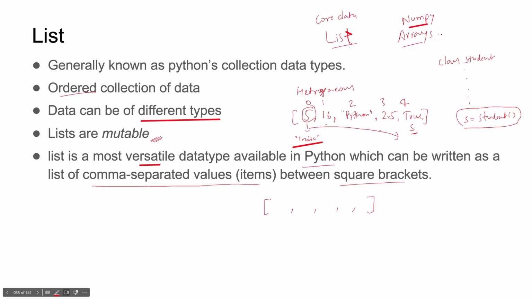So NumPy arrays are homogeneous in nature. They will be either integer or float. They can't be both, either this or this, right? And arrays are much faster. So NumPy arrays are generally used for scientific operations.